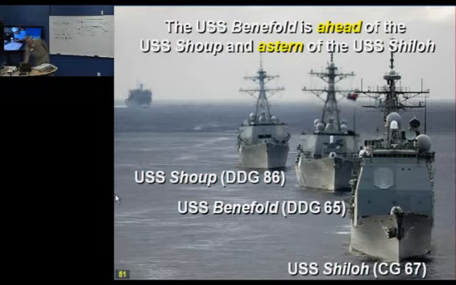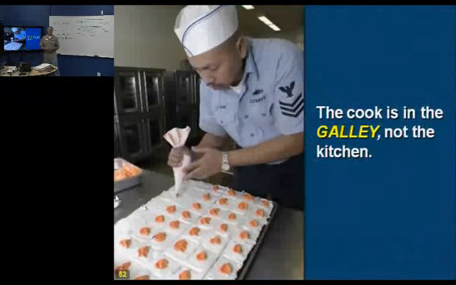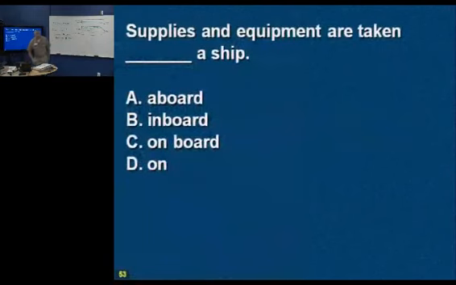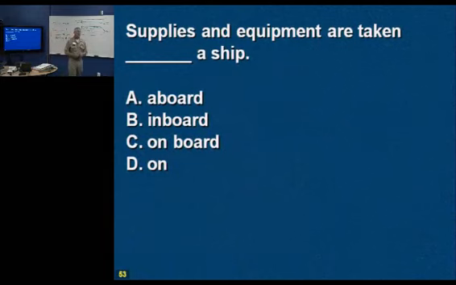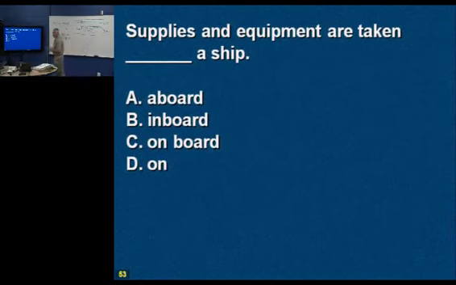Okay, just to make things even worse, you eat lunch in a galley. It's not the kitchen, it's the galley. And actually the galley is where you cook. You eat in the mess decks. Just walk through there after lunch and look on the ground. You'll see why they call it a mess deck. Okay? Supplies and equipment are taken aboard a ship. Very good. Be bad if it came up inboard, wouldn't it?